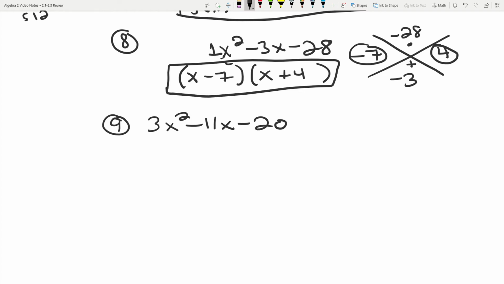Okay, so we know that our a here is 3, and it's no longer equal to 1. If a is not 1, then you need to see if you can pull it out, or use the AC method. In this case, we cannot pull out a 3 because 3 does not go into 11 and 3 does not go into 20. So that means that we're going to use the AC method.